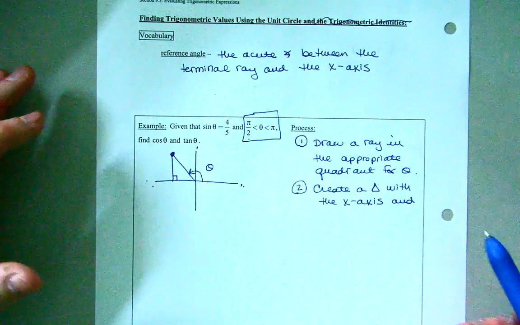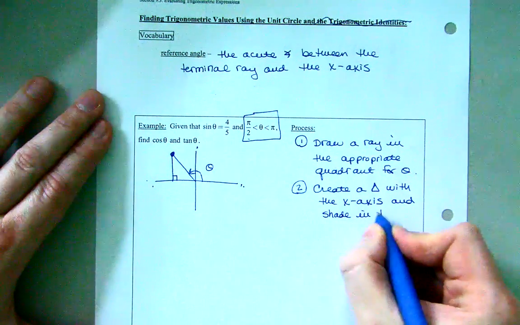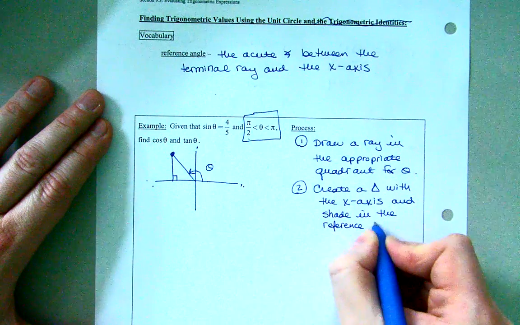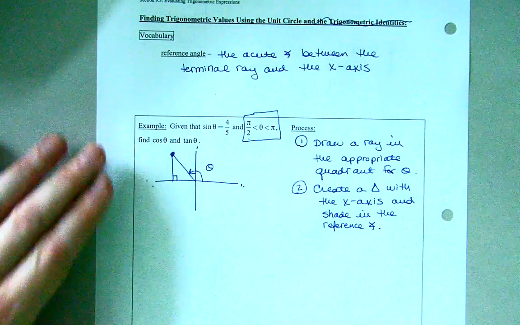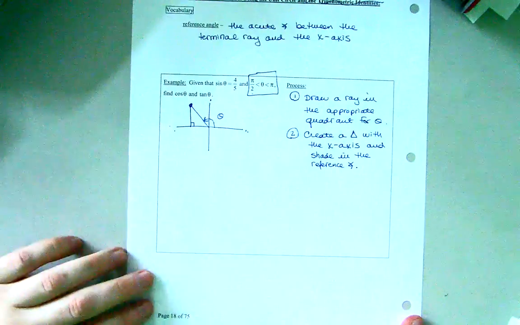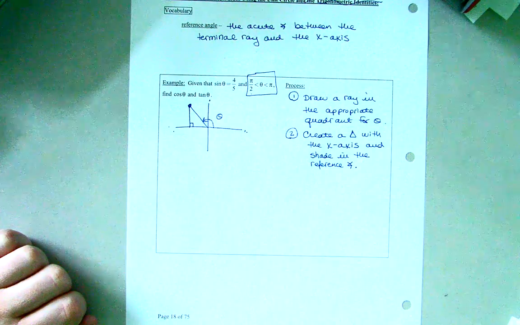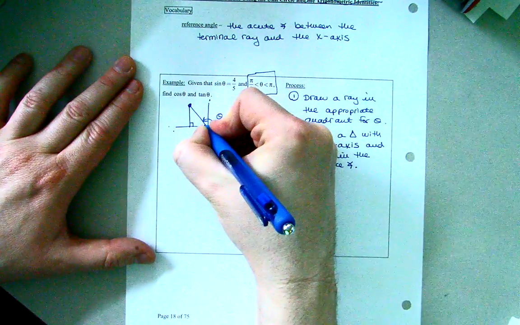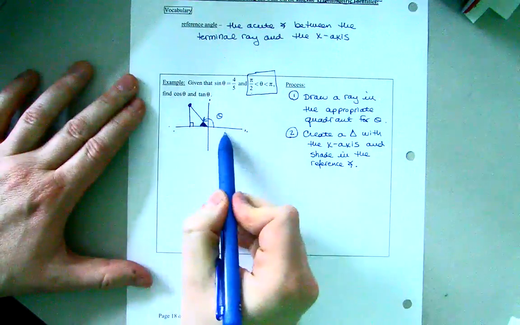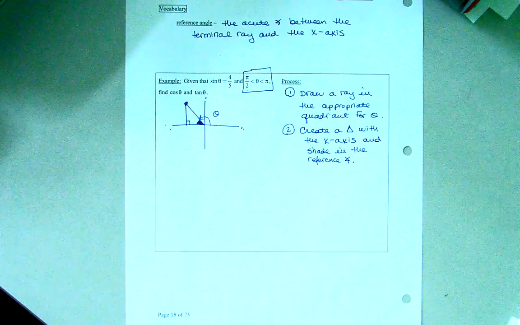Back to our problem, I'm going to create a triangle with the x-axis, and I'm going to shade in the reference angle, which is the angle between my terminal ray and the x-axis, which means I'm talking about this thing over here. I don't really want to call it theta, because theta is that angle starting over here and ending there that's bigger than 90. But it's another angle that's going to be important for dealing with these problems.